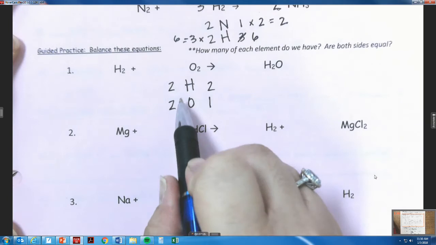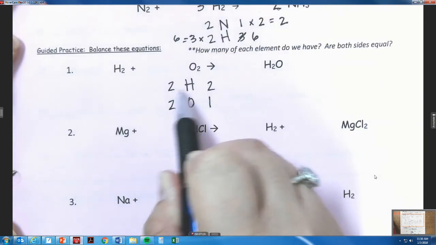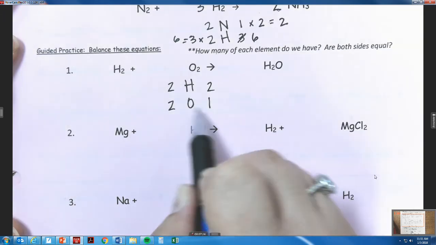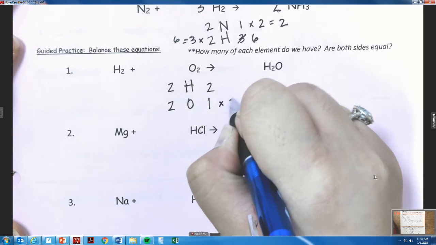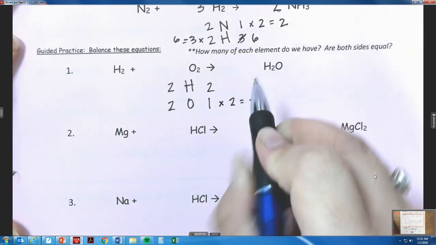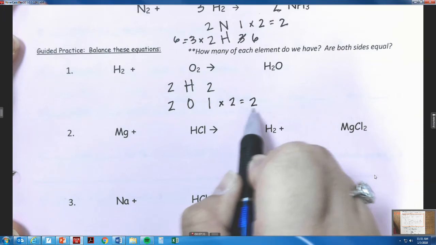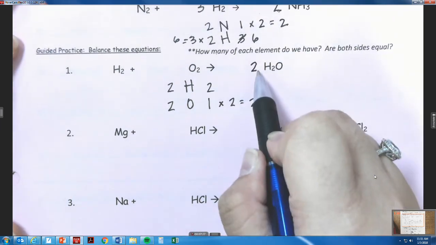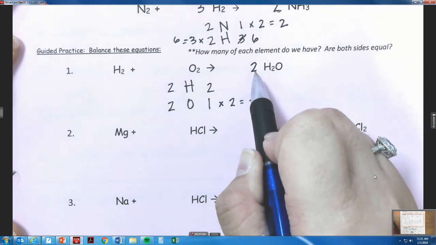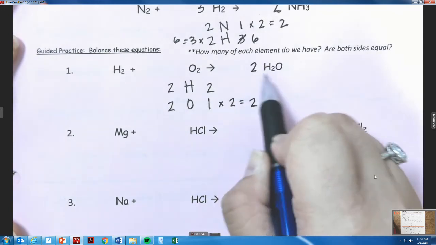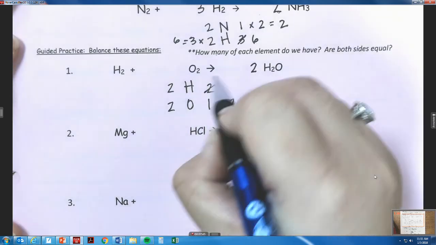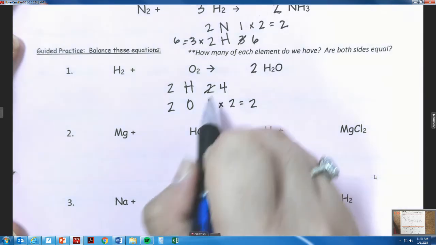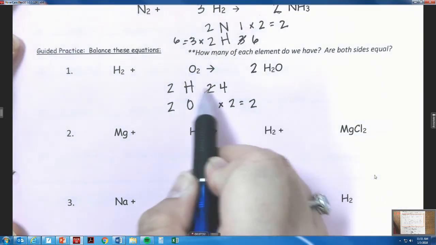Okay, so hydrogen is balanced. We can skip that because it's already balanced. But my oxygen is not balanced. So that means I'm going to have to multiply my product side by 2, so that way I can have 2 oxygens on both sides of my equation. Okay, but because I put that 2 there, it changes the number of hydrogens I have. So I no longer have 2 hydrogens, but 4. Because that changed to a 4, that means my hydrogens are unbalanced.